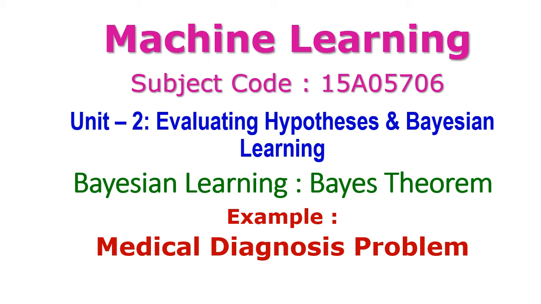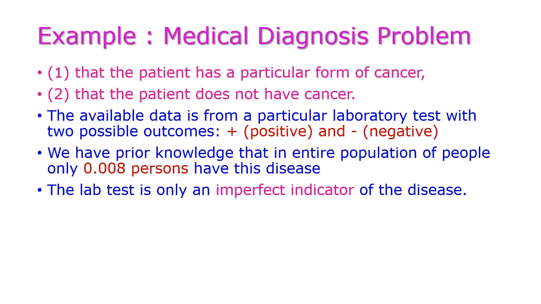Hello friends, welcome to today's machine learning class, and in this class we will see an example for the Bayes theorem, that is the medical diagnosis problem. In the medical diagnosis problem we have two statements. The first one is the patient has a particular form of cancer, and the second one is the patient does not have cancer.